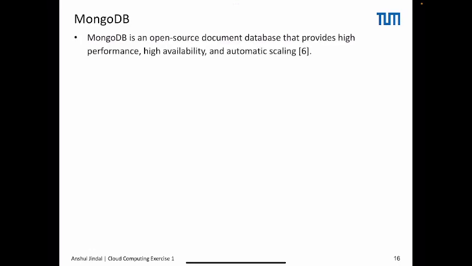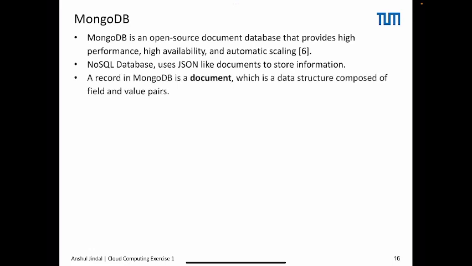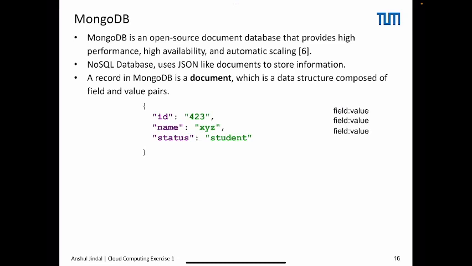MongoDB is an open source document database which is based on NoSQL. Because it's NoSQL, it doesn't have any schema, so it can store all the JSON data in the database. This JSON data is represented by a document; in MongoDB terms, it's called a document. Like over here in the example, ID, name, and the status. This is a JSON document, and this is called a document within MongoDB.